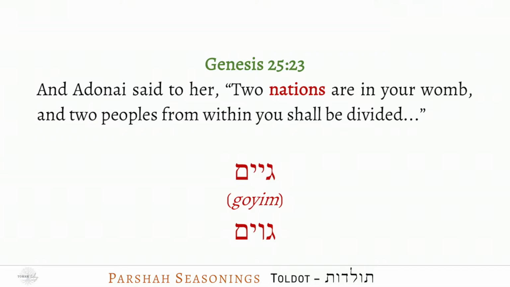This is where Rebecca is pregnant. She has twins in her womb, and they are wrestling up a storm. She goes to God and says, what's going on here? And God speaks to her. And Adonai said to her, 2 nations are in your womb, and 2 peoples from within you shall be divided.